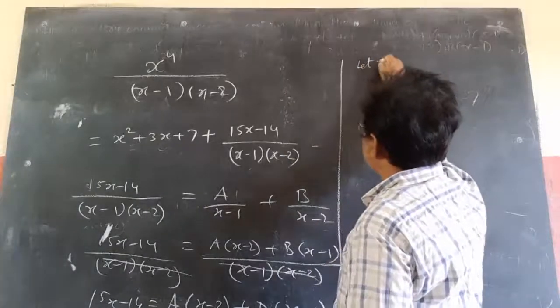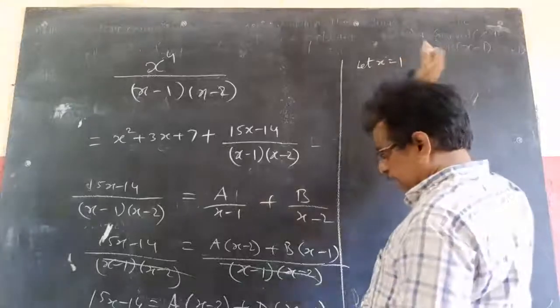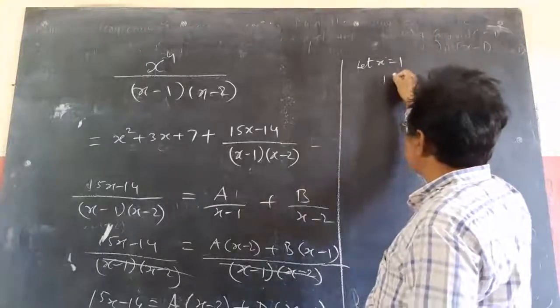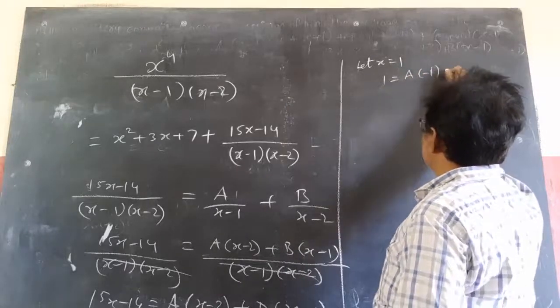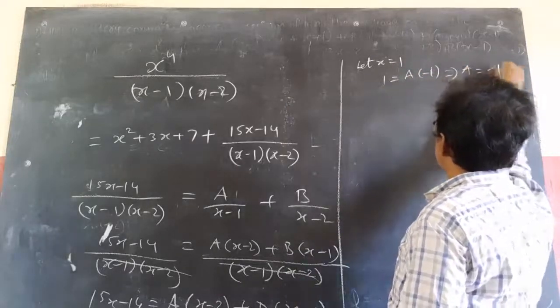Let x equal to 1. I will get the A value. 15 minus 14, that is 1, equal to A into 1 minus 2, which is minus 1. This implies A equal to minus 1.